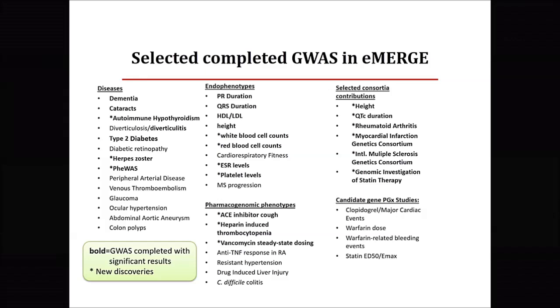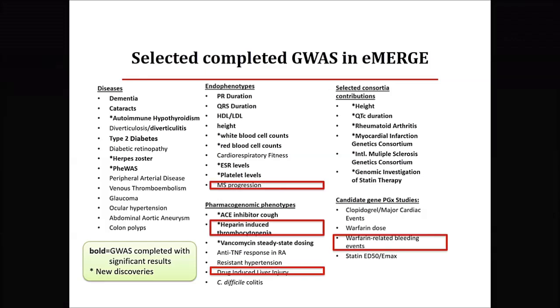And so this summarizes some of the different phenotypes we've done in eMERGE. Overall, everything in bold has a significant finding, and the ones with asterisks are new results. I just want to highlight some of the rarer events in here. Multiple sclerosis progression from relapsing remitting to secondary progressive, not a great number of cases there. Warfarin-related bleeds, which we found a signal with, and drug-induced liver injury, which is also a pretty rare phenotype. That did not have a significant signal.